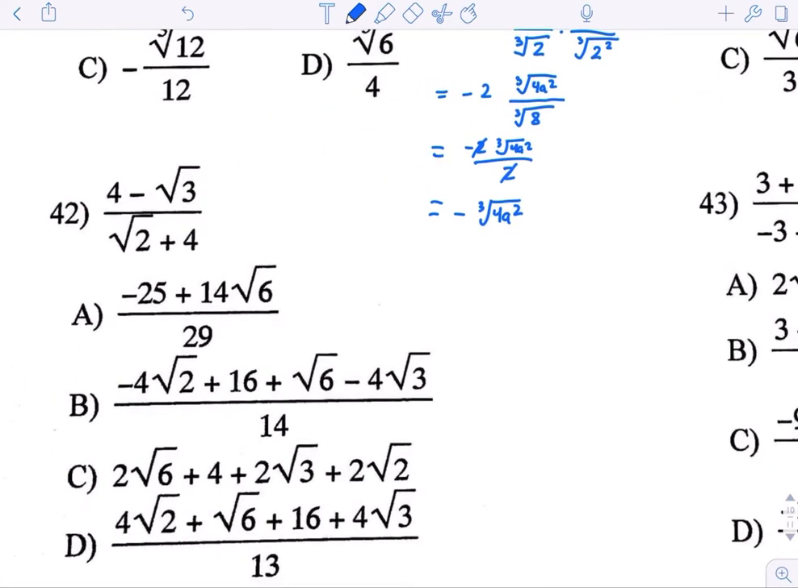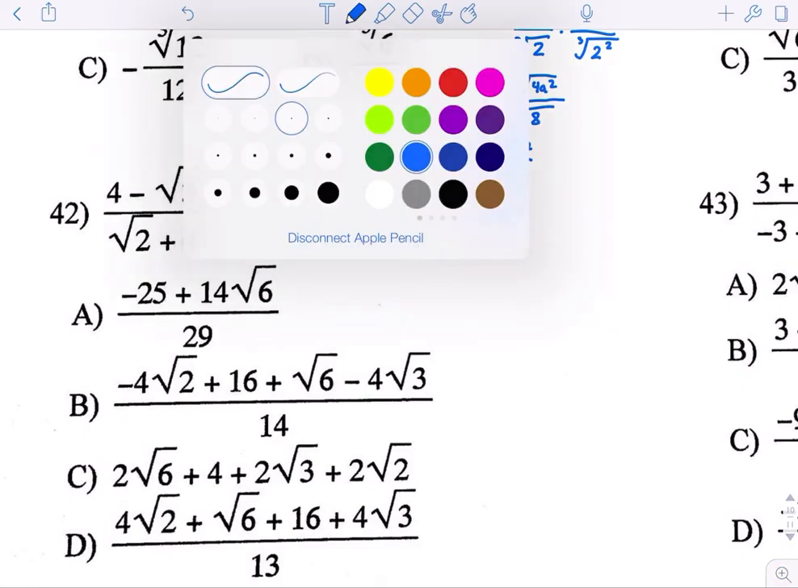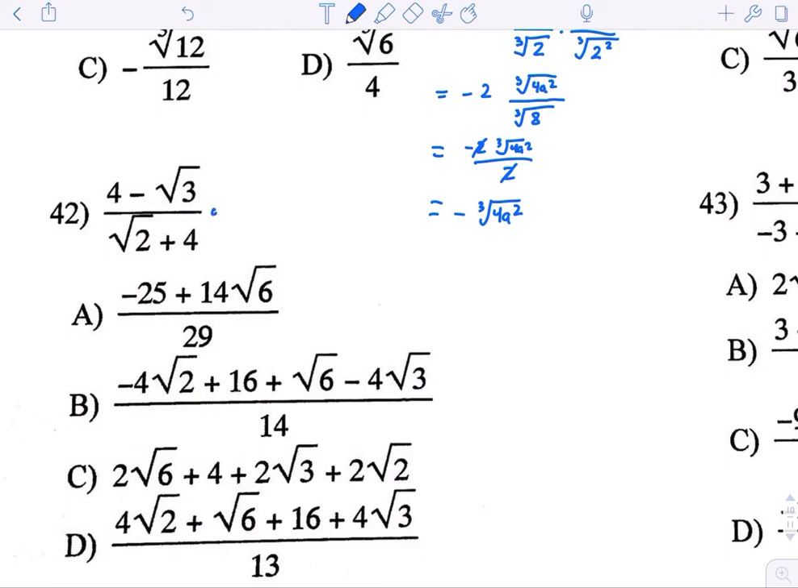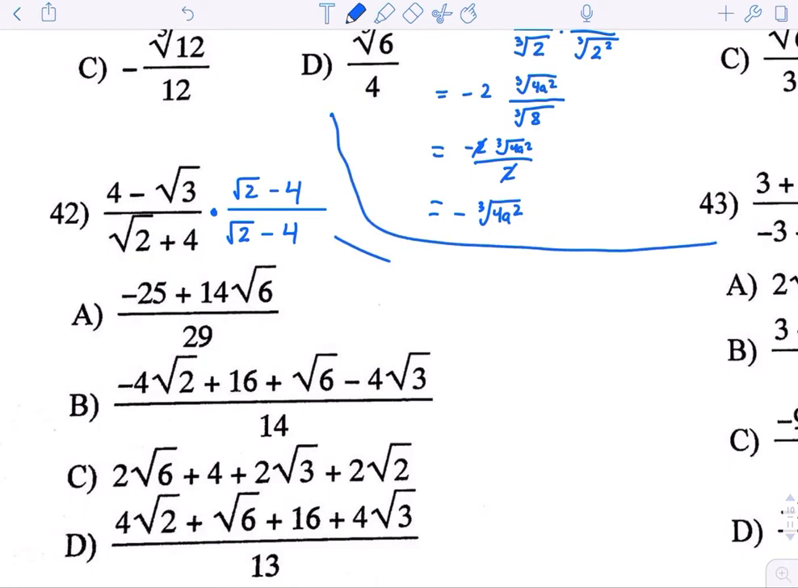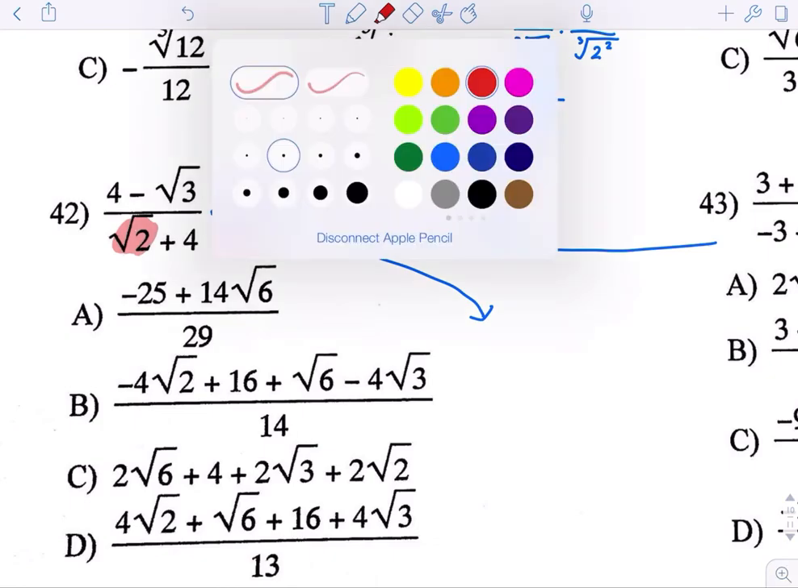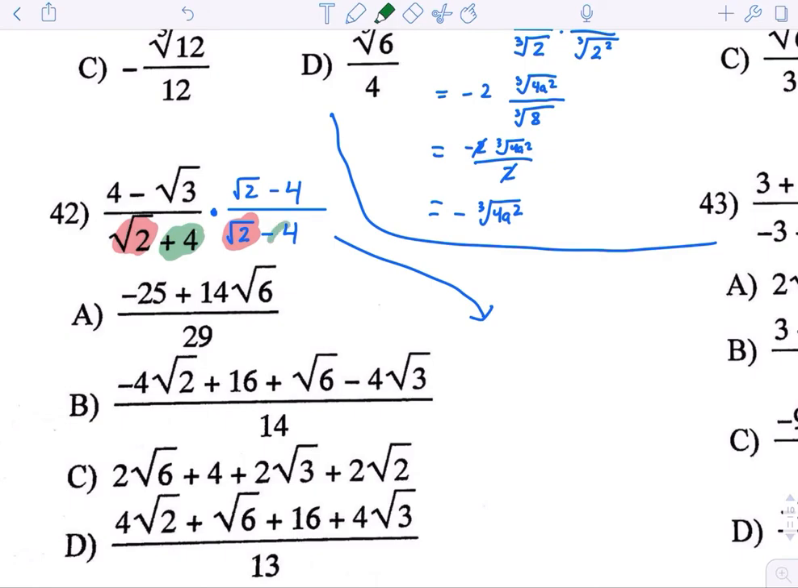Alright, 42. Alright, so for this one, you guys, you gotta multiply by the conjugate of the denominator. So that's gonna be square root of 2 minus 4, square root of 2 minus 4. I'm gonna crop that off. So we're gonna move down here. So when you multiply by the conjugate, right, all you guys have to do is just multiply this one with this one and this one with that one, because the middle terms will cancel. So that's why you're allowed to just multiply the front two only and then the last two only.